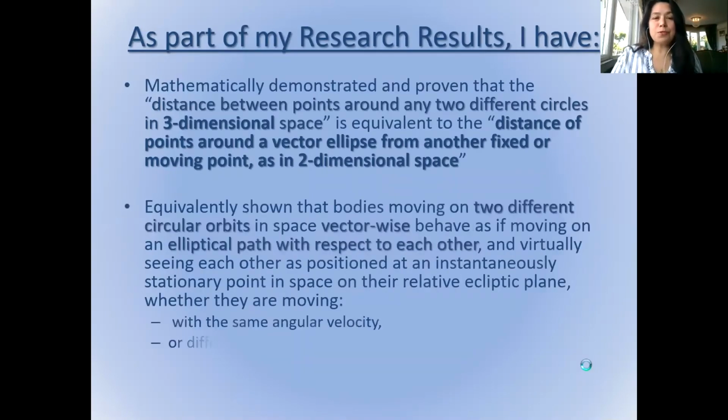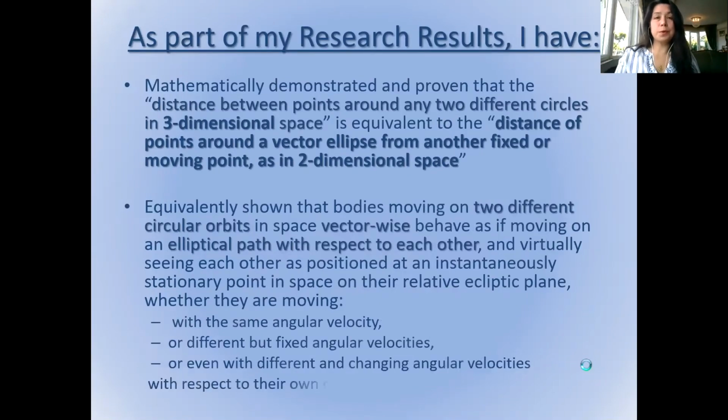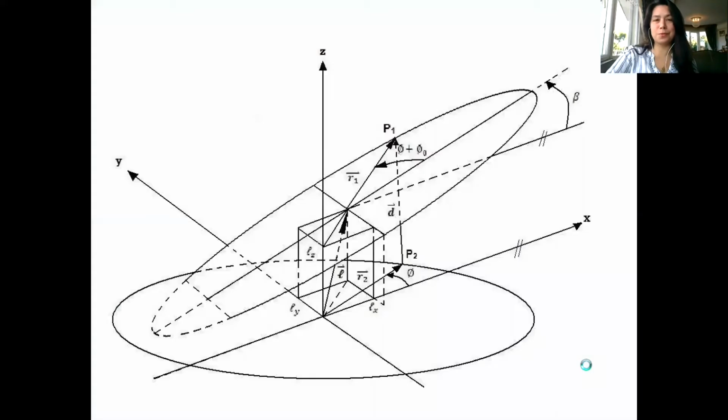This is equivalent to showing that bodies moving on two different circular orbits in space, vector-wise, behave as if moving on an elliptical path with respect to each other, and virtually seeing each other as positioned at an instantaneously stationary point in space on their relative ecliptic plane. And note that this ecliptic plane is relative. And this is valid whether they're moving with the same angular velocity, or different but fixed angular velocities, or even with different and time-varying angular velocities with respect to their own centers of revolution.